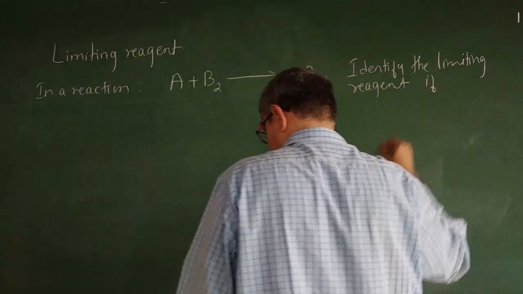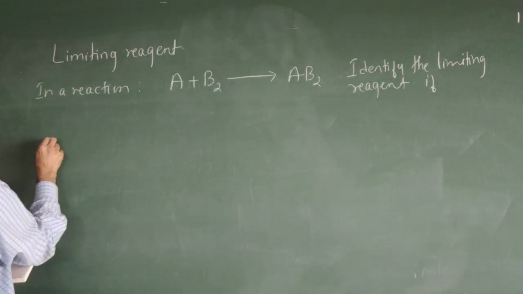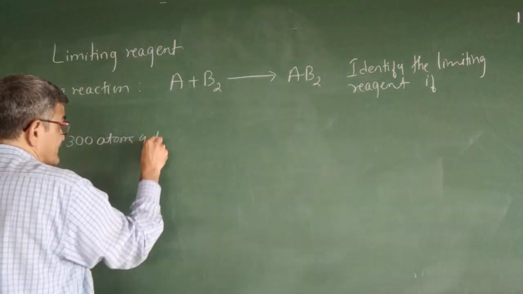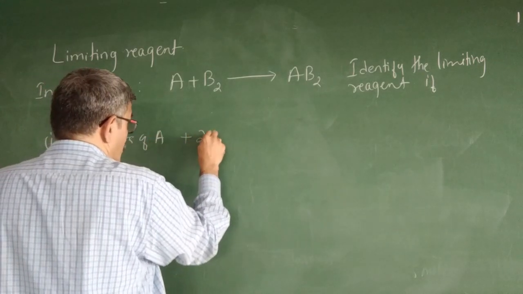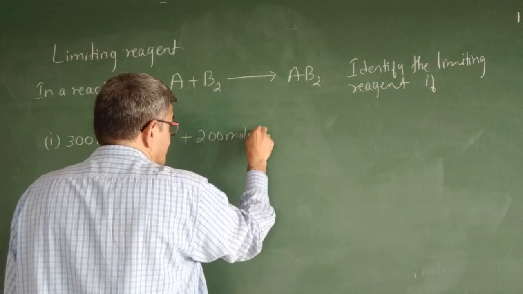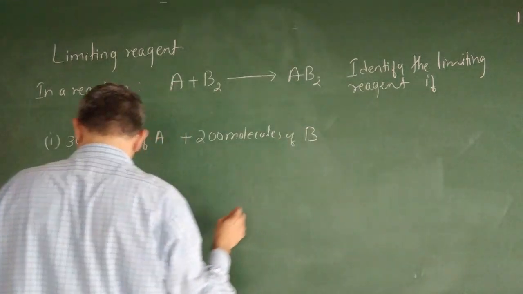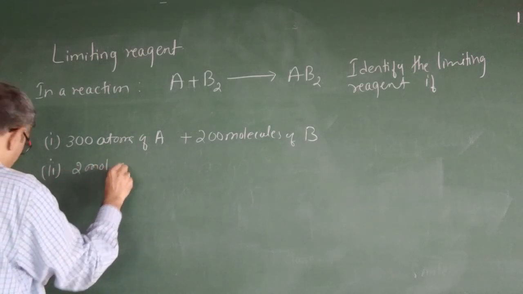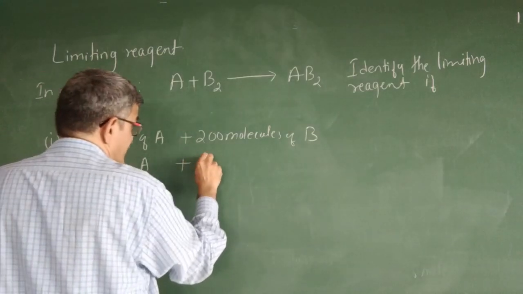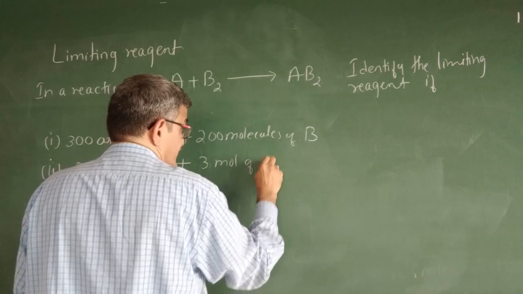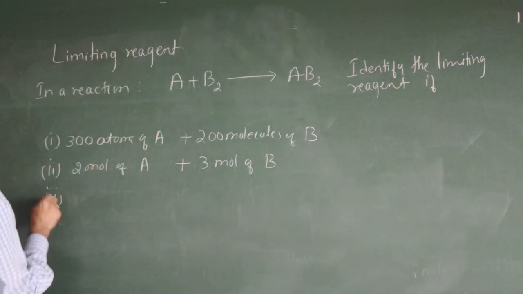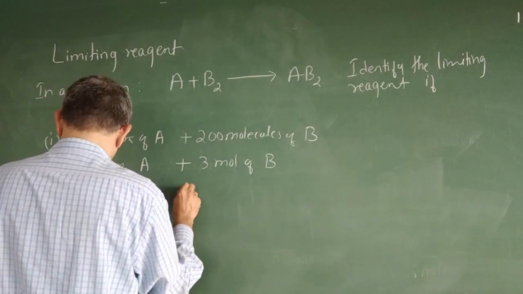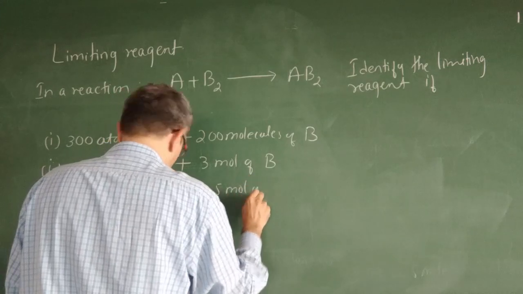First one, 300 atoms of A plus 200 molecules of B. Second, 2 mole of A plus 3 mole of B. Third, 5 mole of A plus 2.5 mole of B.